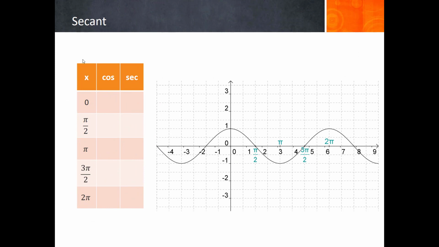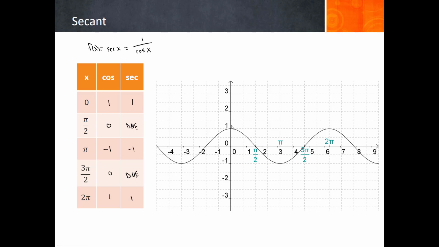Secant will be very similar, it's just cosine. So if we're going to graph the function y equals the secant of x, just remember secant is 1 over cosine of x. So let's go through and compute some cosine values. Cosine of 0 is 1, cosine of pi over 2 is 0, cosine of pi is negative 1, 3 pi over 2 is going to be 0, and 2 pi is 1 again. So 1 divided by each of those. 1 divided by 1 is 1. 1 divided by 0 is undefined. Then we get a negative 1, undefined again, and a positive 1.